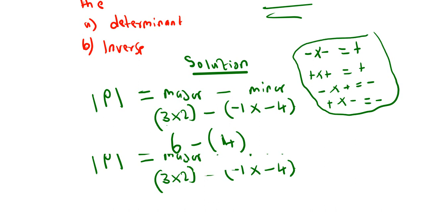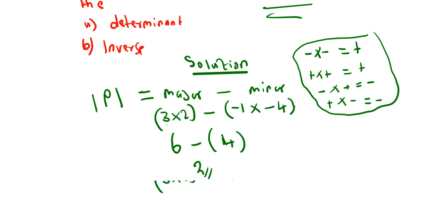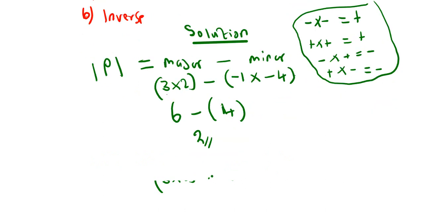You really need to put this in your head, because it's very important. So in this case, this is now 6 minus 4. What is 6 minus 4? 6 minus 4 is basically 2. So we have figured out what the determinant of this matrix is. Now, question B is asking us to find the inverse.